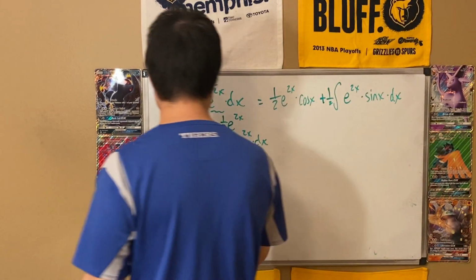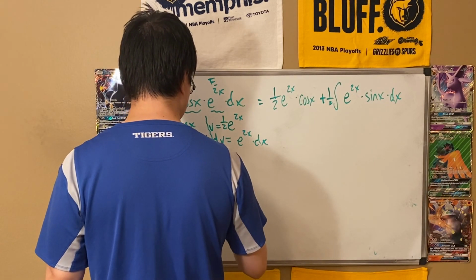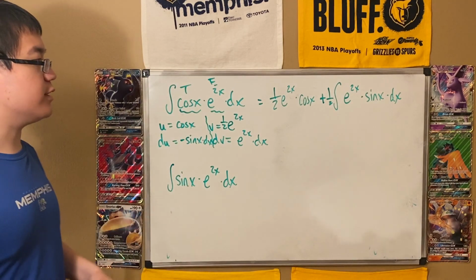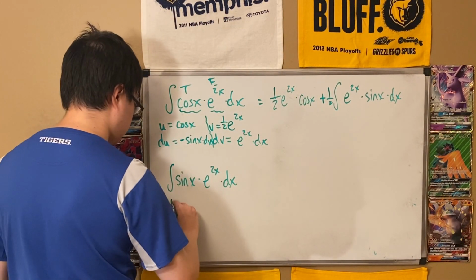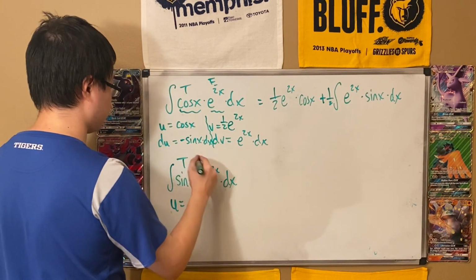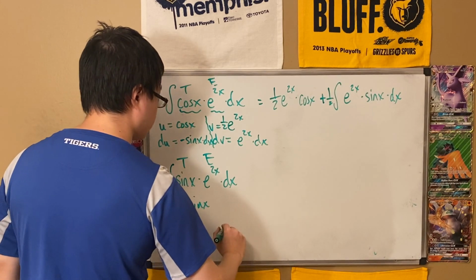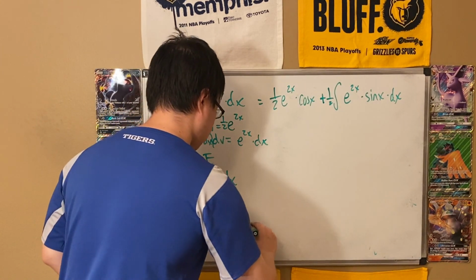So what I'm going to do is the integral of sine of x times e to the 2x times dx. And then I'm going to do integration by parts on this because I have no idea what else to do. So it's going to be the same sort of process. U is going to be sine x because we're going to have an exponential again. Our dv is still going to be e to the 2x.